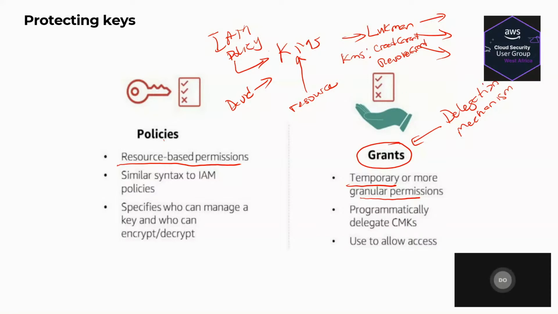When do you use grant? When you want to delegate permissions, when you want to delegate who can grant permissions, when you need more granular permissions, right? So it's about delegation. When you need more granular permission, you use grants. Other use cases use IAM policy.